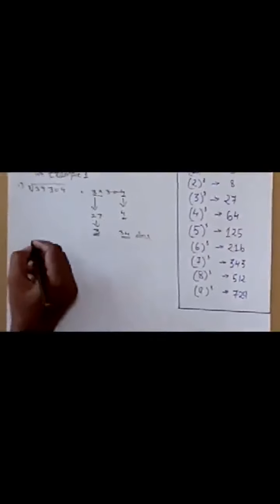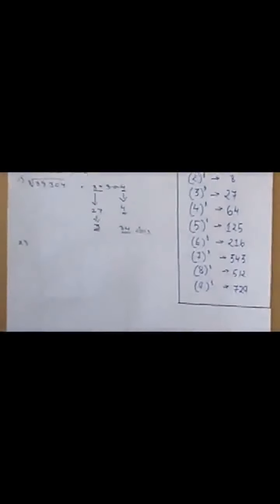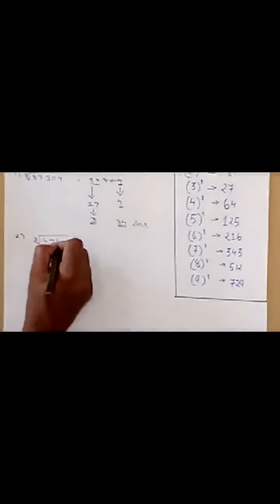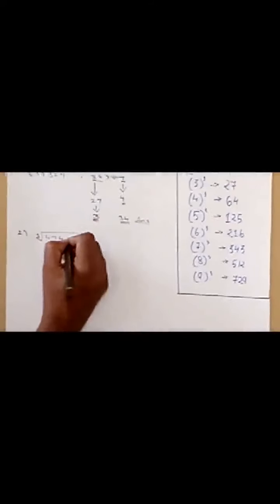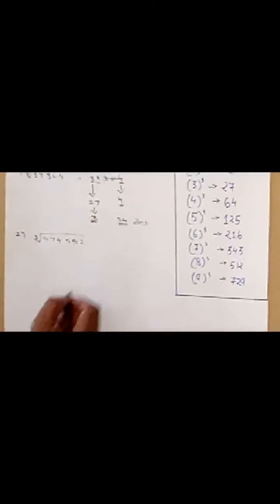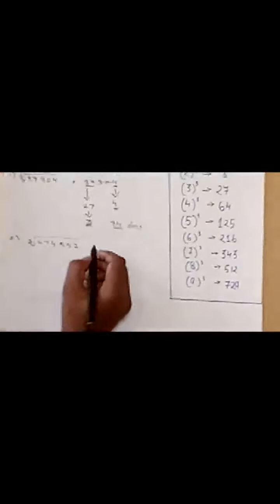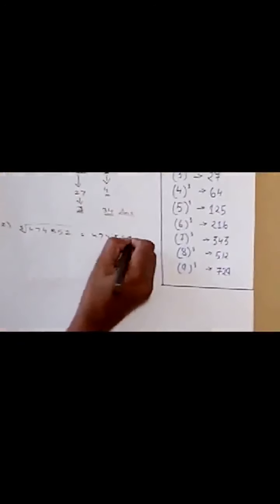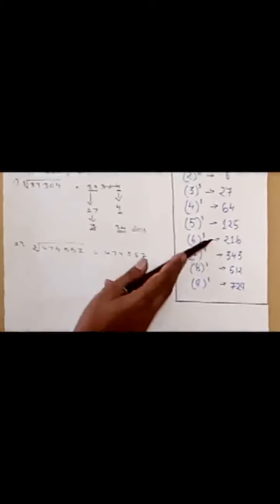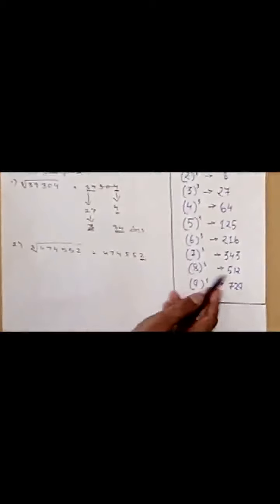Now let us take another example, that is the cube root of 474552. Now look at the last digit, that is 2. Try to find 2 in this table. We can see 512, that is the cube of 8. So the last digit is 8.